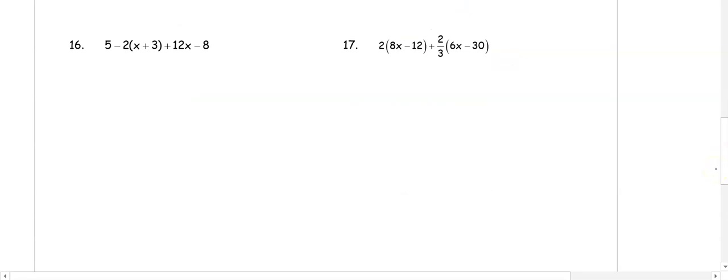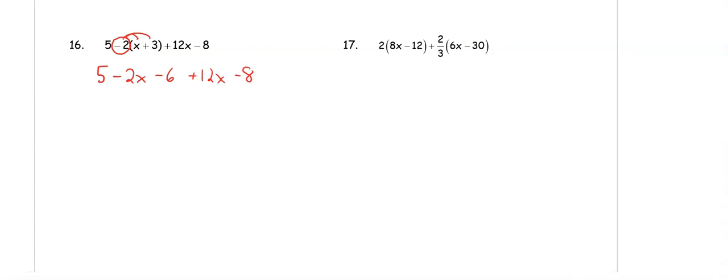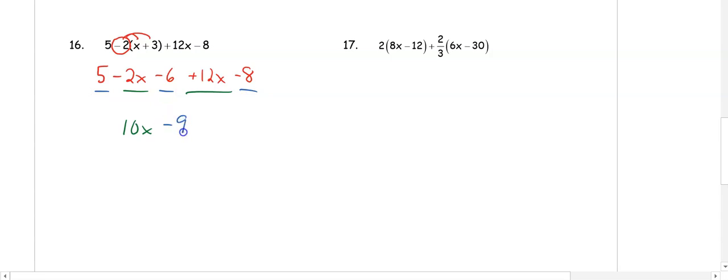In our next problem, we are distributing a negative 2. Because the 2 has the negative sign, we're going to keep that with it to distribute. So 5 minus 2x minus 6 plus 12x minus 8. So we can combine our x terms. Negative 2x plus 12x is 10x. And we can combine 5 minus 6 minus 8. So 5 minus 6 is negative 1, minus 8 is negative 9. So we would have minus 9.